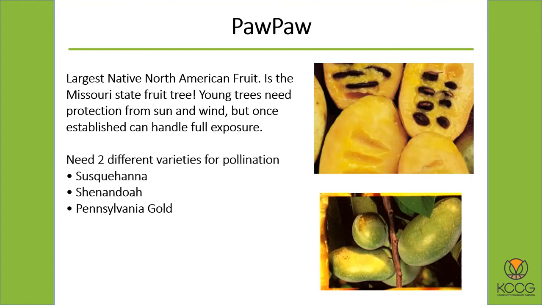So these varieties here all do well around here. Missouri State has recommended the Susquehanna and Shenandoah as kind of being the best growers with the largest fruits. Pennsylvania Gold is there. There's a selection from Kansas called Sunflower. And there's a lot of pawpaw breeding that is going on out there to kind of explore this native North American fruit a little bit more.